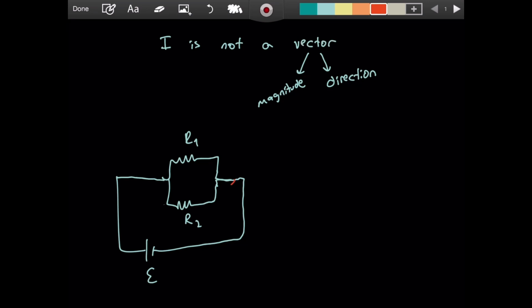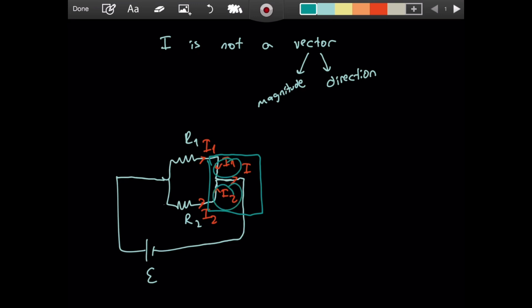And I want to calculate the current flowing through this one. Let's say that I1 flows through R1 and I2 flows through R2. Of course, we know that it will travel like this. So this is I1, this is I2, right? Now, the interesting part is here. Look at this box that I just drew. If we were to treat current as a vector, how would we add them? I want to add I1 and I2.